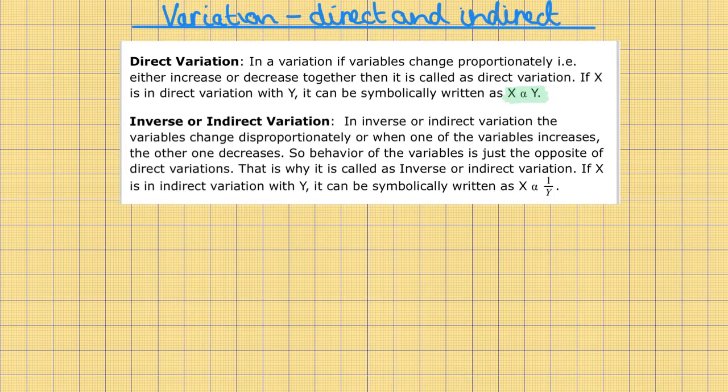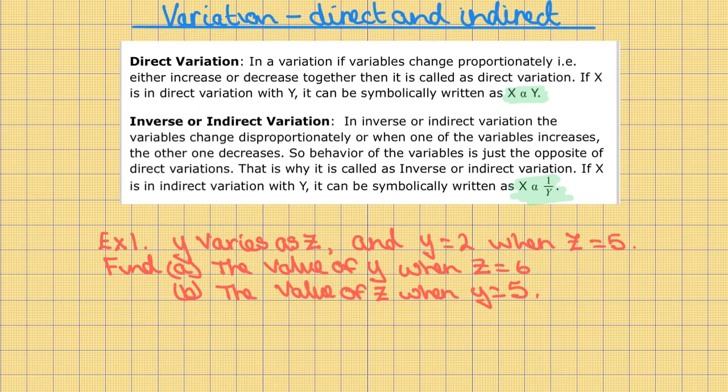Inverse or indirect variation. In inverse or indirect variation, the variables change disproportionately, or when one of the variables increases, the other one decreases. So the behaviour of the variables is just the opposite of direct variation. That is why it is called inverse or indirect variation. If x is in indirect variation with y, it can be symbolically written as x is proportionate to 1 over y.